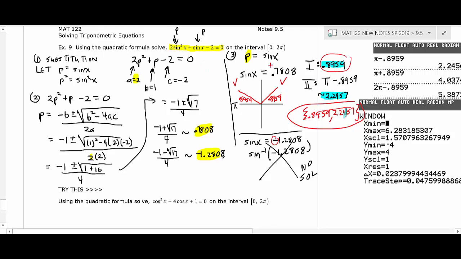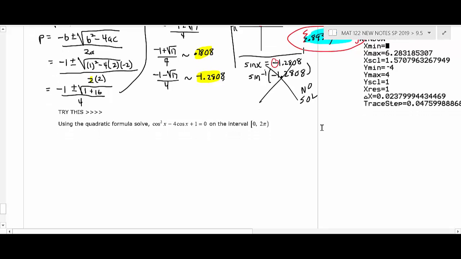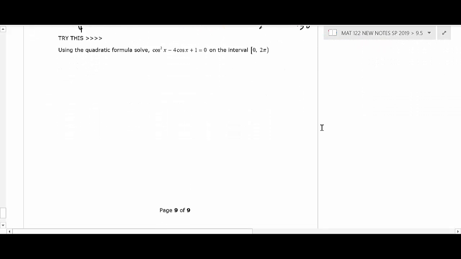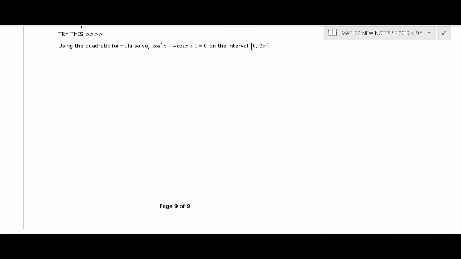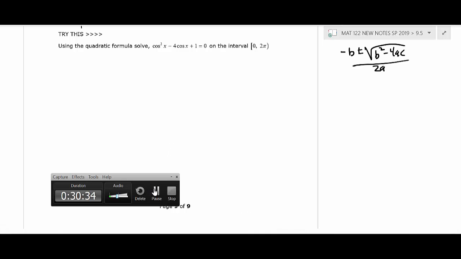Okay? All right. So I'm going to have you go to the next problem. Just do this with the quadratic formula and see if you can do this one. I'll write down the quadratic formula for you if you need to. It's negative b plus or minus the square root of b squared minus 4ac, over 2a. And again, it's a good idea to check your answer on your graphing calculator like I did the last one.